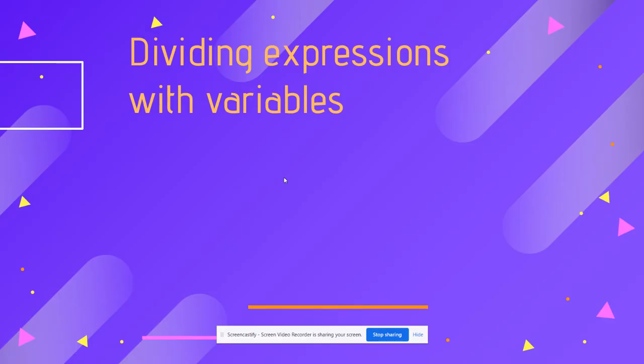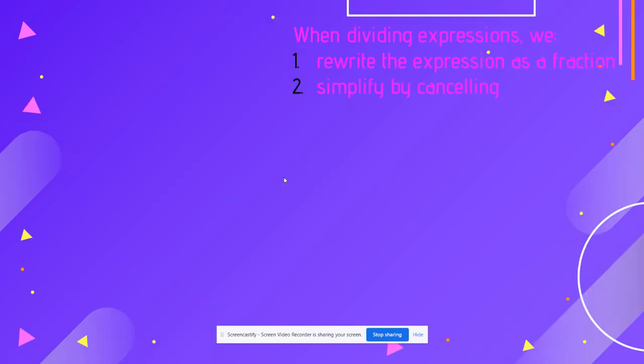Now, when we divide, this is what we do. When we divide, we rewrite the expression as a fraction. That's where I want you to start, always. Sometimes it'll be given to you as a fraction, sometimes it won't. You put it into a fraction, and then you simplify it by cancelling. So this is what it looks like.